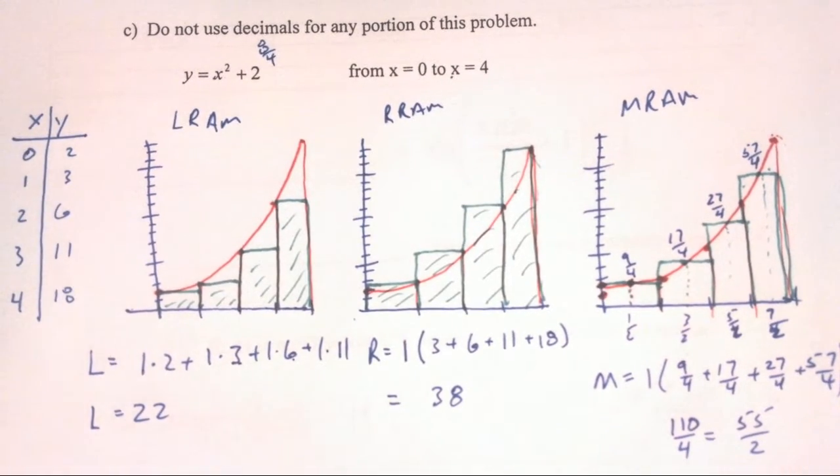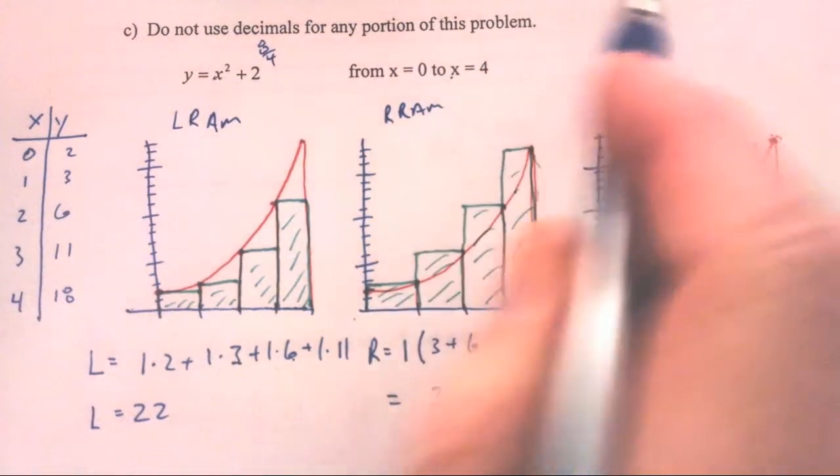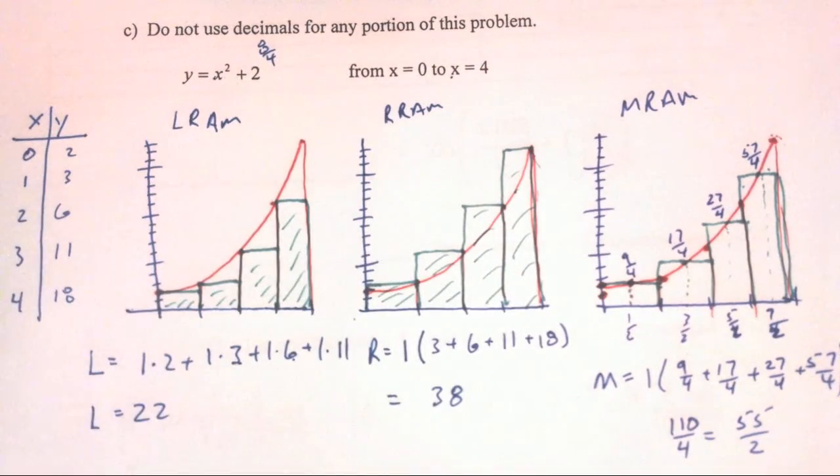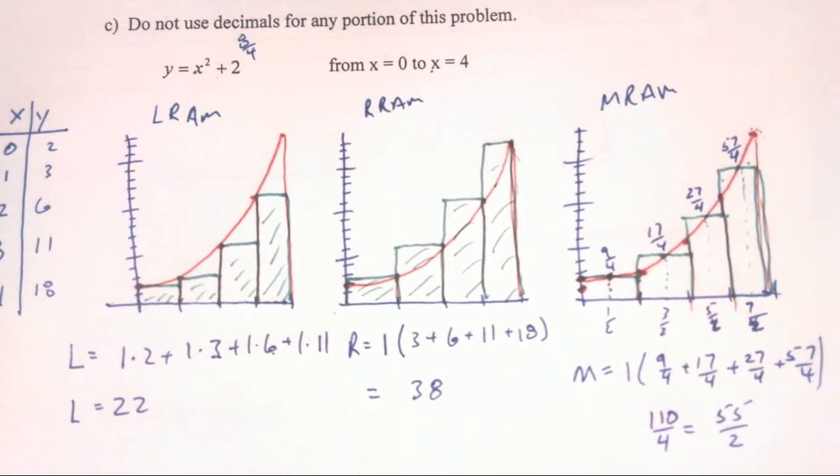Okay, so write out by hand, LRAM, MRAM, RRAM. Do not use decimals for any portion of this problem. Should be good to move on. Okay.